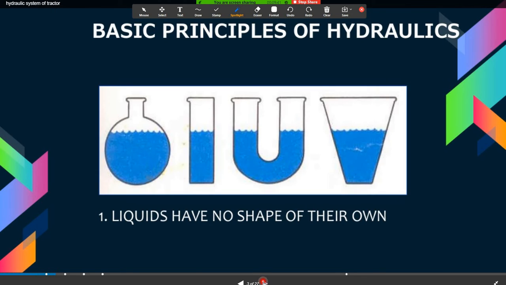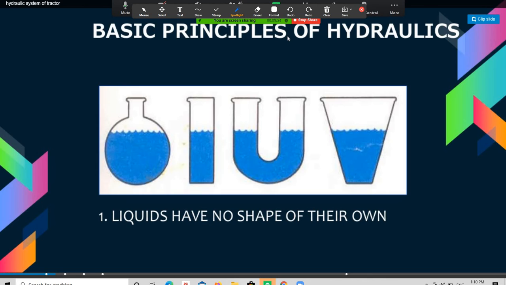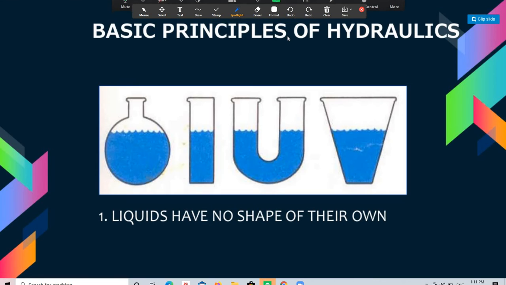Now, the basic principle of the hydraulics. First, a liquid has no shape of its own. So wherever it is poured, it takes the shape of that container.